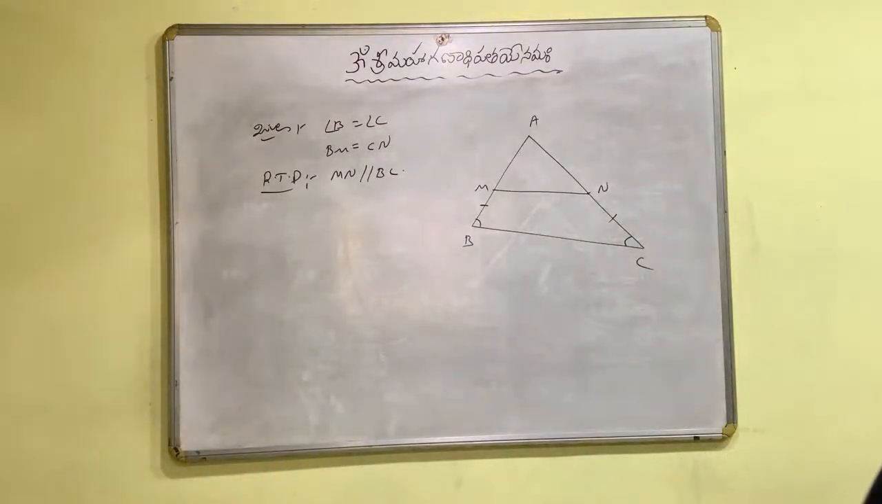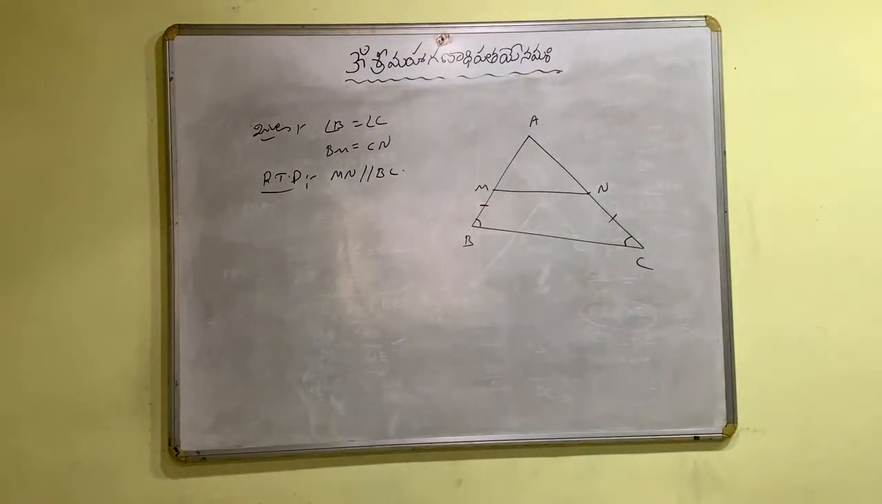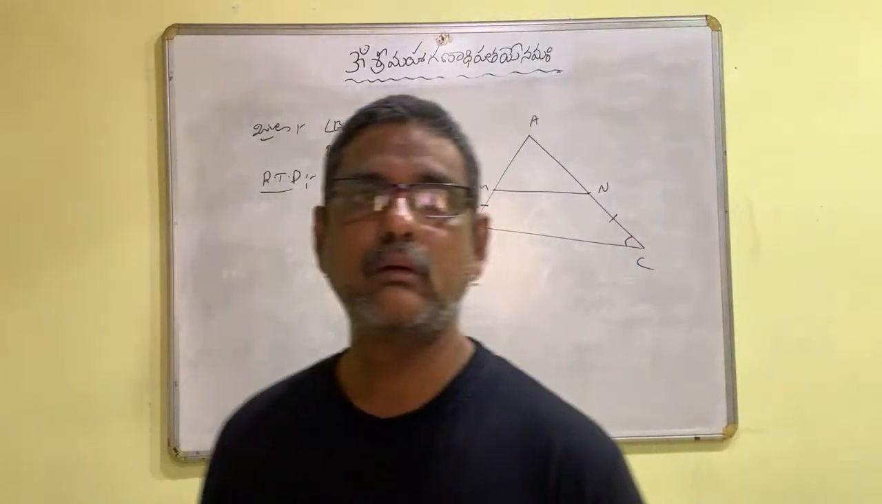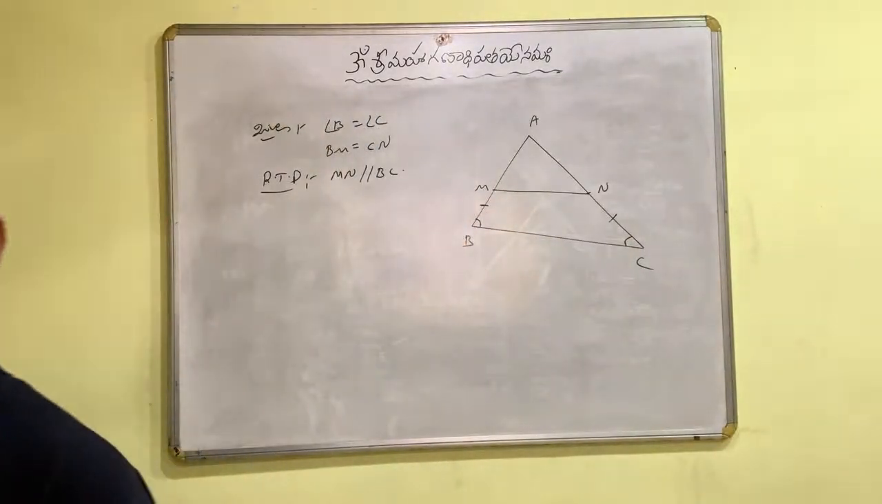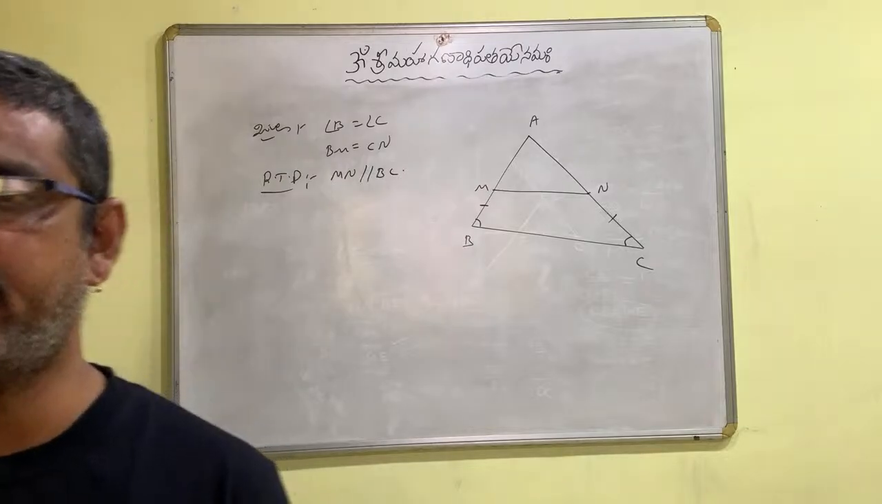There is a triangle ABC. M is a point on AB, N is a point on AC, such that BM and CN are equal. Not only that, angle B and angle C are also equal. And we have to prove MN parallel to BC. Any idea?